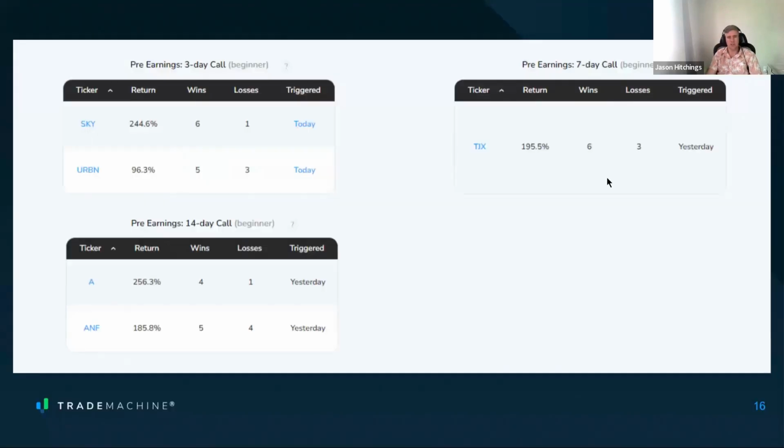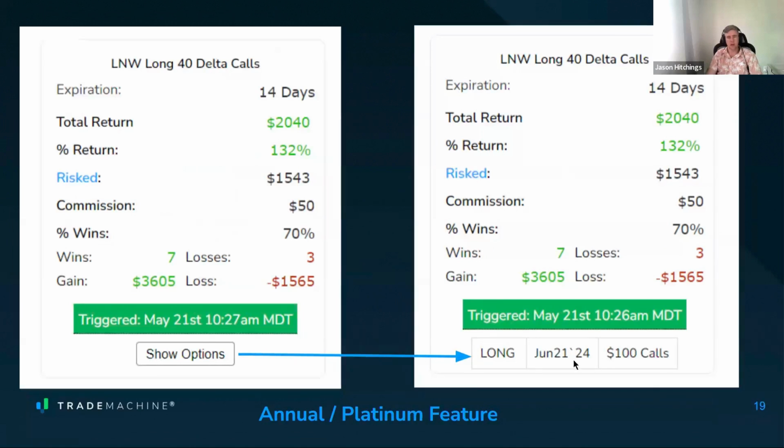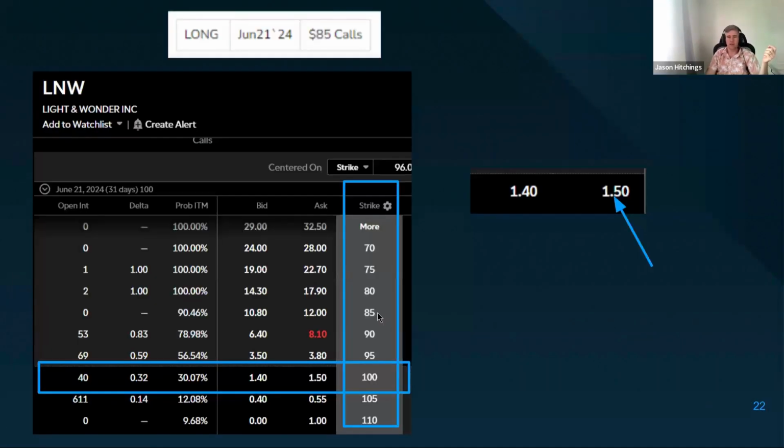Okay, so just clicking through here. Looking at that tile, 40 delta, 14 days from expiration, it's active. These are the technical conditions. If you click show options, it shows that little shorthand. It's especially helpful when there are multi-leg options, especially if you have one expiration before earnings and another after earnings. Then having it show the details is a big time saver. But we just did the little lookup here and confirmed it's the same thing that it showed to us.